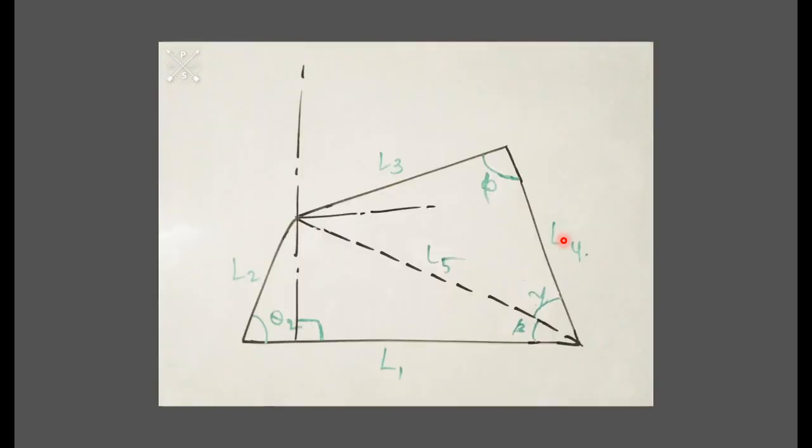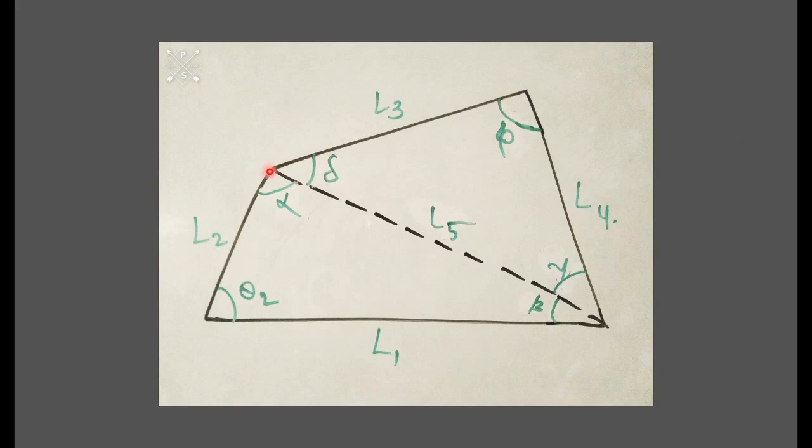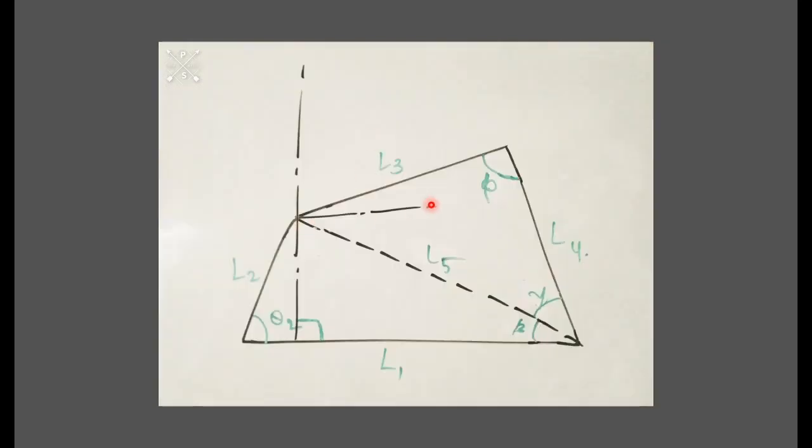Now in the next step, you have to draw a perpendicular and a horizontal line at this point, because one angle you have to find is theta 3. So you check in the diagram what theta 3 was. Theta 3 is the inclination of L3 from the horizontal. So you draw a horizontal line and also a vertical line.